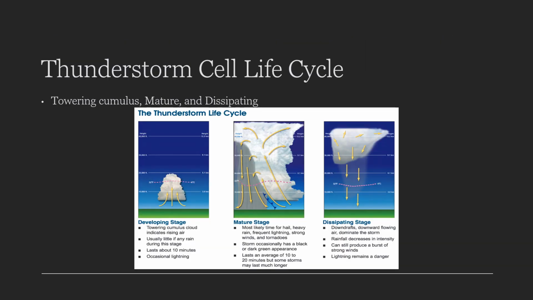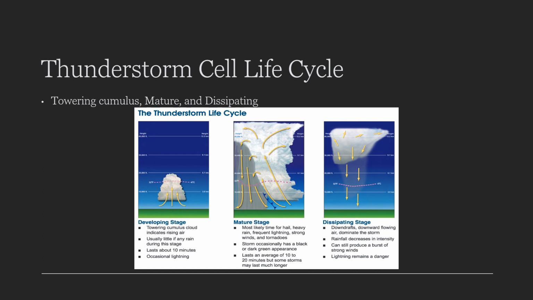Thunderstorm cell life cycle. A thunderstorm cell is a convective cell of a cumulonimbus cloud containing lightning and thunder. It undergoes three distinct stages during its life cycle, with a total life cycle typically being about 30 minutes.